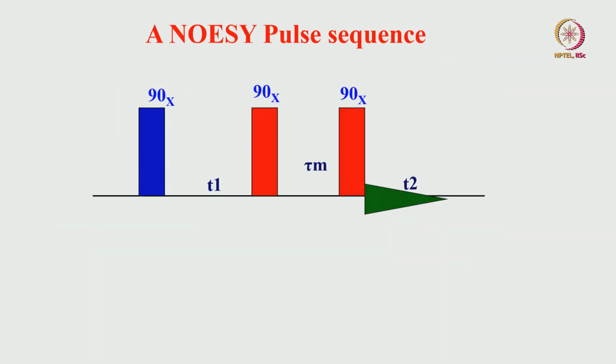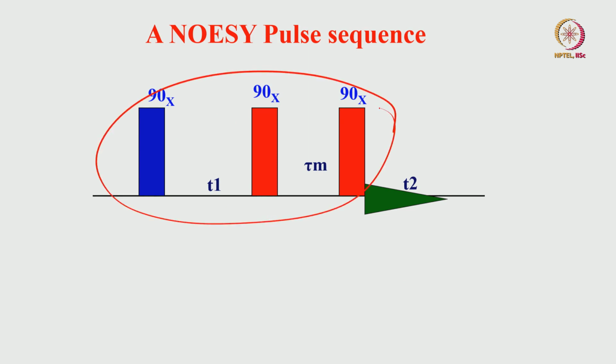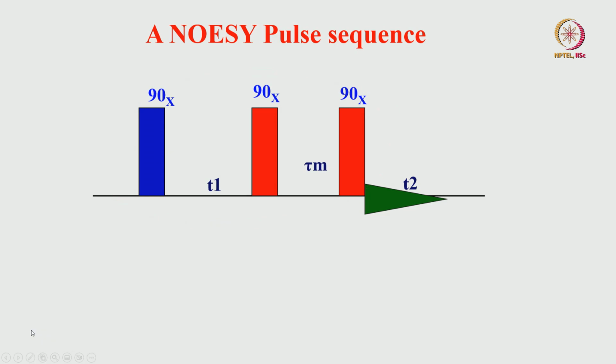Artifacts are minimal here. What is a 2-dimensional NOESY experiment? It consists of a 3-pulse sequence like this. Very simple. What does it do? You apply a 90-degree pulse and bring the magnetization to the x axis or y axis, apply another 90-degree pulse, and then allow the spins to mix with the mixing time. Then I apply a detection pulse and start collecting the signal.